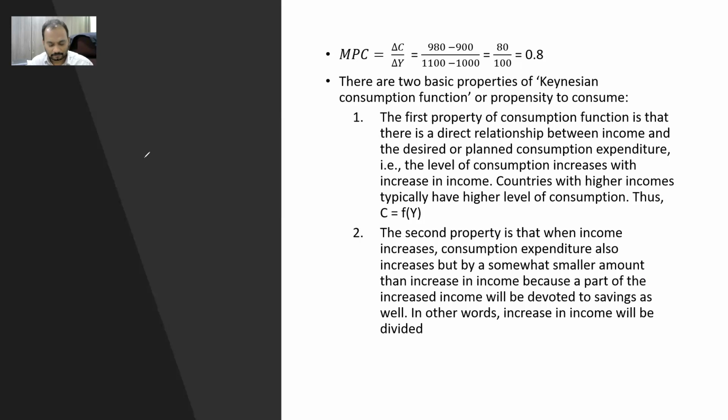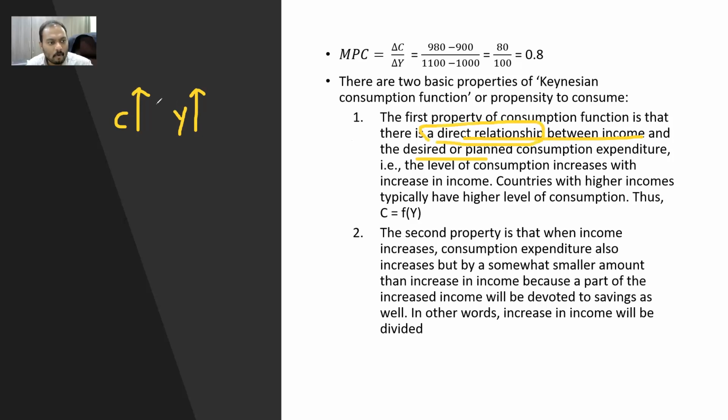I'll use the left side of the screen to explain this. The first property of the consumption function is that there is a direct relationship between income and consumption. You all know what a direct relationship is, right? Tell me logically, no economics here, simple common sense logic. Income is denoted by which letter? Is it denoted by Y? Yes, sir. If your income increases, what will happen to your consumption? It will increase. Are both moving in the same direction? Yes, sir. You call it a direct relationship.